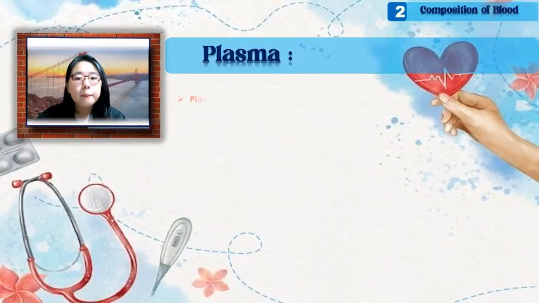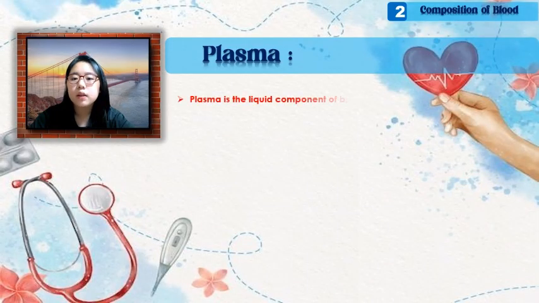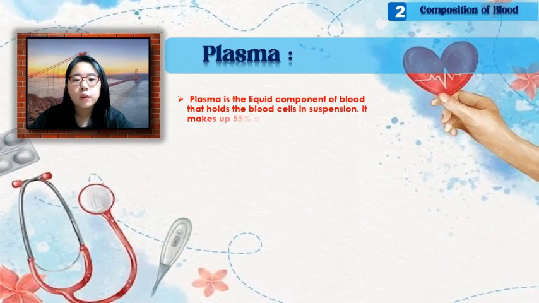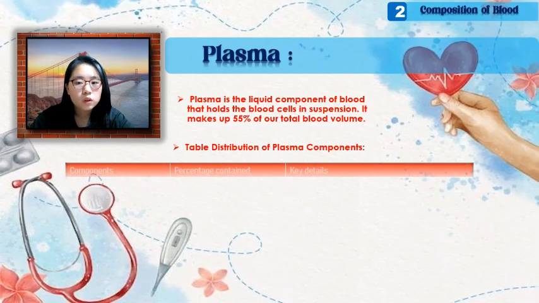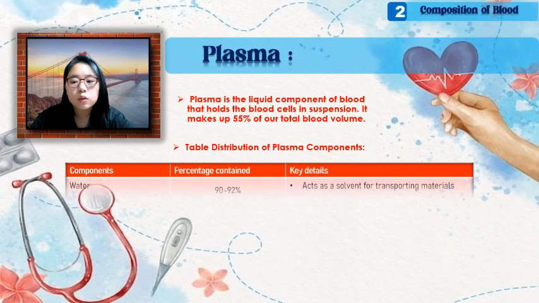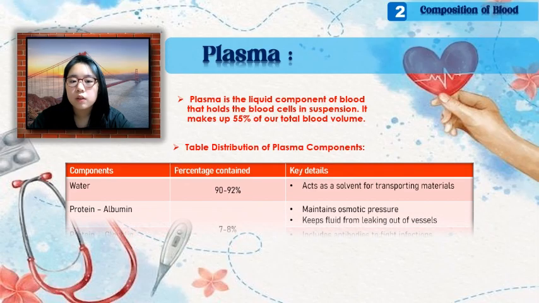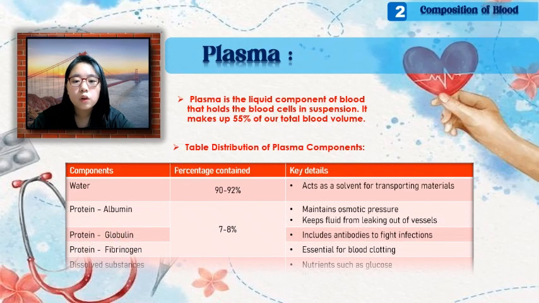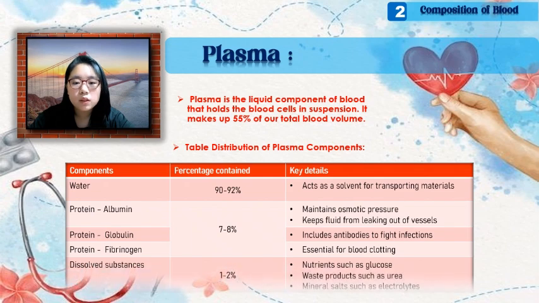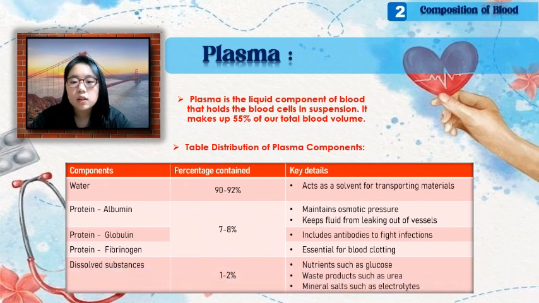Plasma. Plasma is the liquid component of blood that holds the blood cells in suspension. It makes up 55% of our total blood volume. Table: distribution of plasma components. Components: Water. Percentage contained: 90 to 92%. Key details: acts as a solvent for transporting materials. Components: Protein, albumin, globulin, fibrinogen. Percentage contained: 7 to 8%.